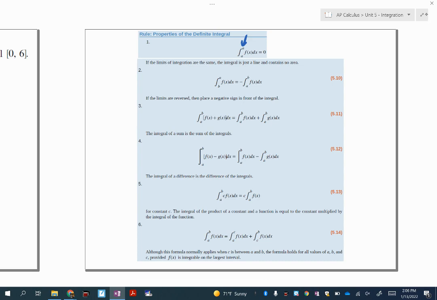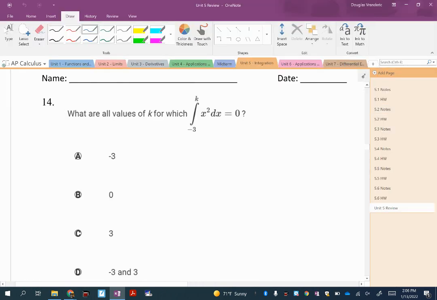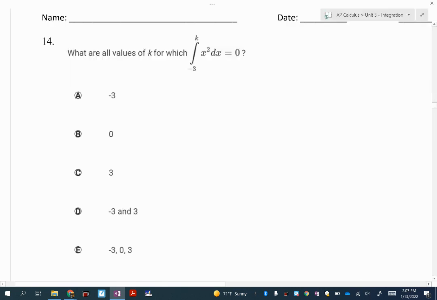So when I look at answering this question for number 14, I have my lower limit of integration is -3. So for this to be equal to 0, this also needs to be -3. So that's why 14 is A.